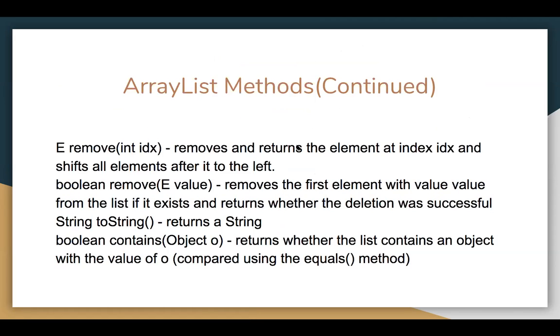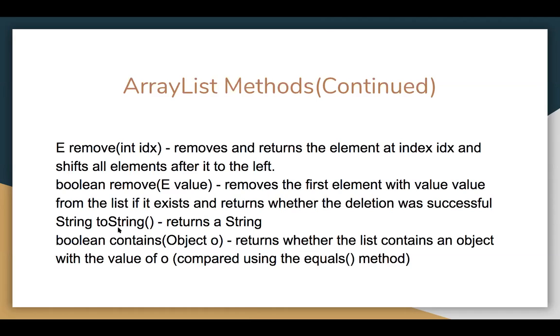Array list methods continued. So more methods. First one, remove. Like it says, it removes and returns the element at index IDX, and shifts all the elements after it to the left. Next one, another remove method, but just note that they have different values as parameters. And this removes the first element with the value from the list if it exists, and returns whether the deletion was successful or not.